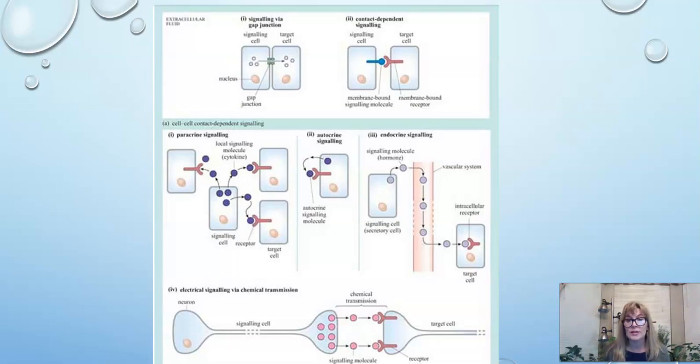Then you have endocrine signaling there, where you have some type of an endocrine gland that has secreted a signaling molecule. It travels through the bloodstream to the target cell and initiates a response. And there at the bottom, then we have electrical signaling via chemical transmission. There's a couple different ones that we could think of here, and that is with one neuron to the next or one neuron to a muscle cell.